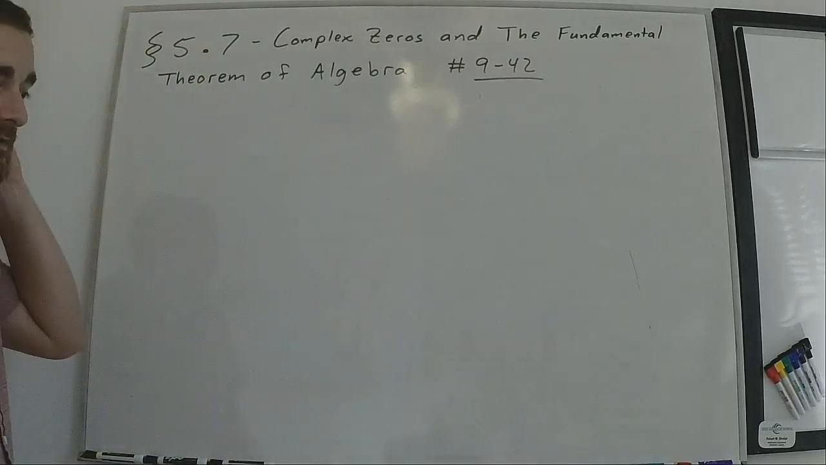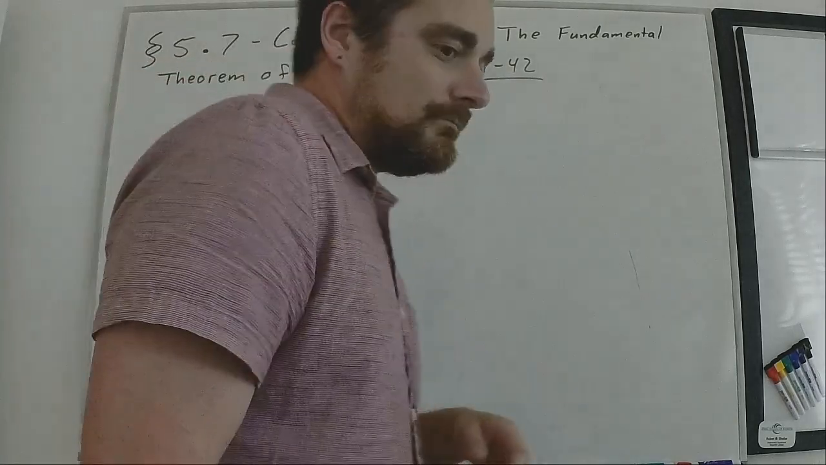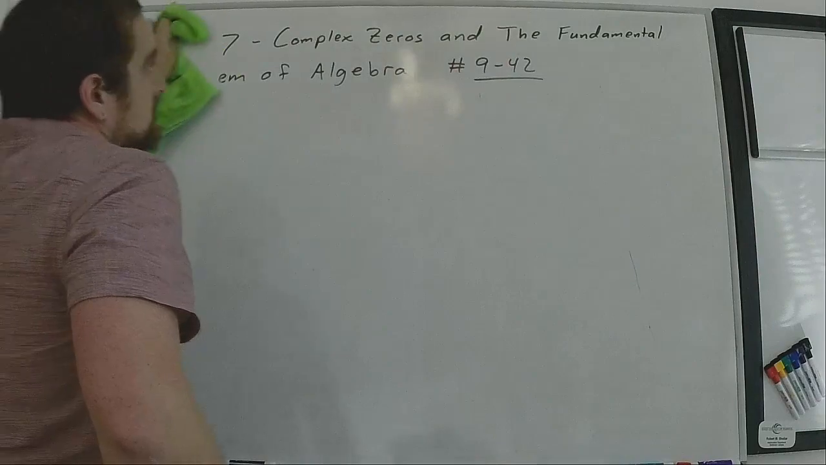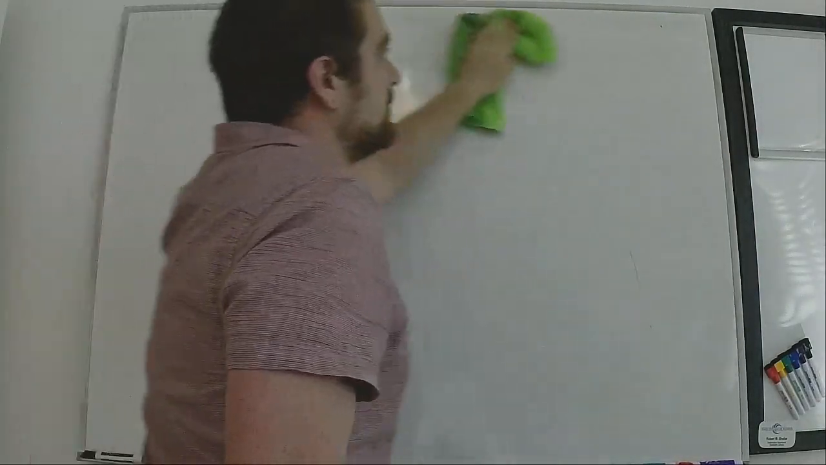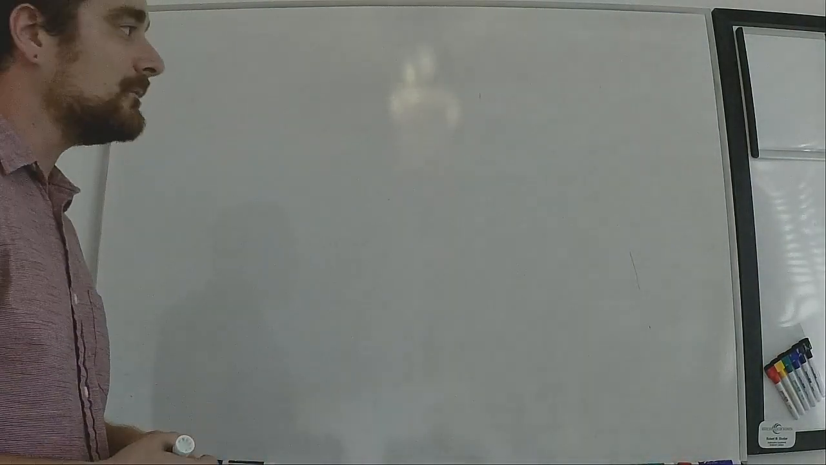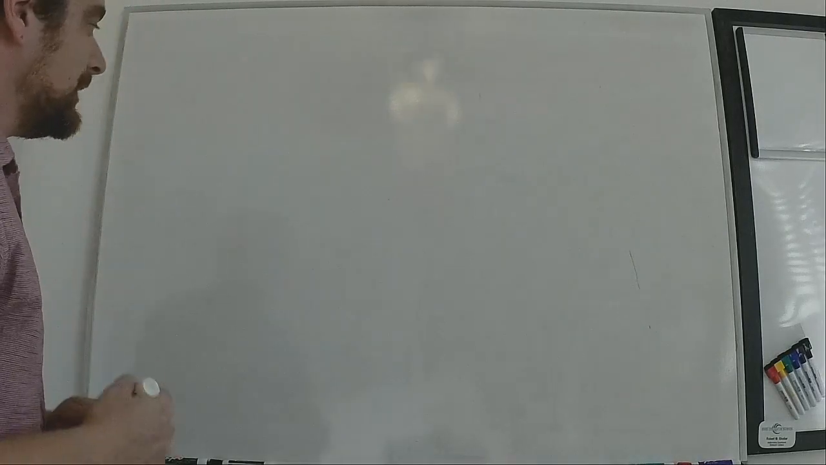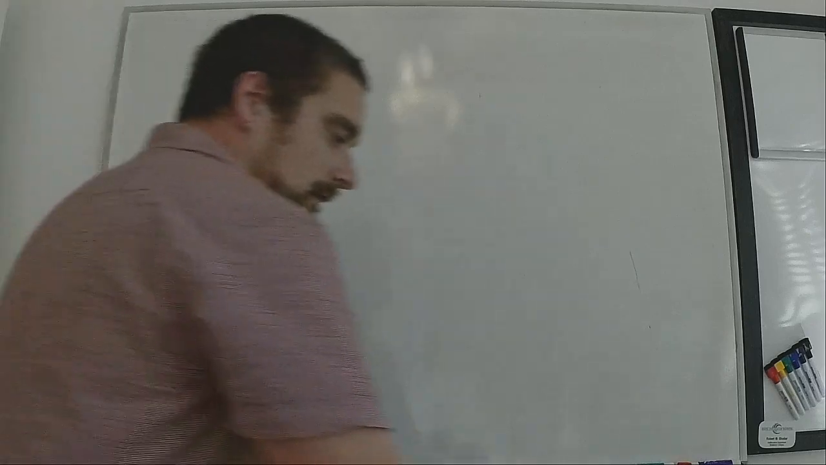So 5.7, getting some exercises out of the way, we want to talk about polynomials and the types of zeros that we can find. We'll still look for real zeros, of course, because the real numbers are just a subset of the complex numbers. So when we say complex numbers, we're including that subset of the real numbers as well. So let's take a look at a few examples.